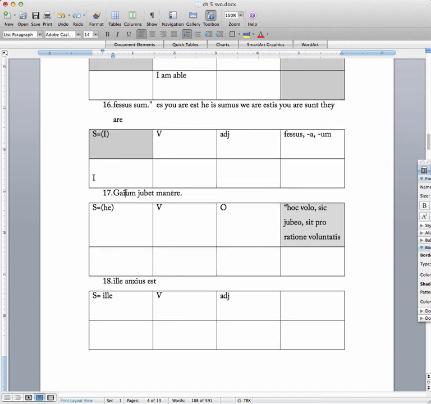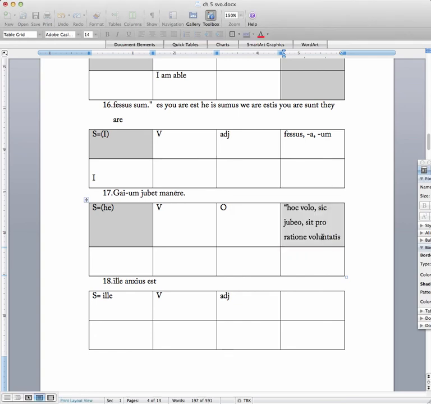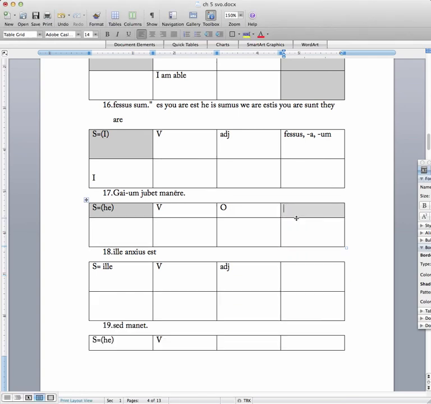17, like one more minute. 17, we have no subject expressed. We have a direct object defined and a verb defined and an infinitive. Let me just fix this right now. That was a mistake. Let me do that. And let me change this to that. And we need the infinitive here. Okay. So you should be able to find those things based on what we've done already.